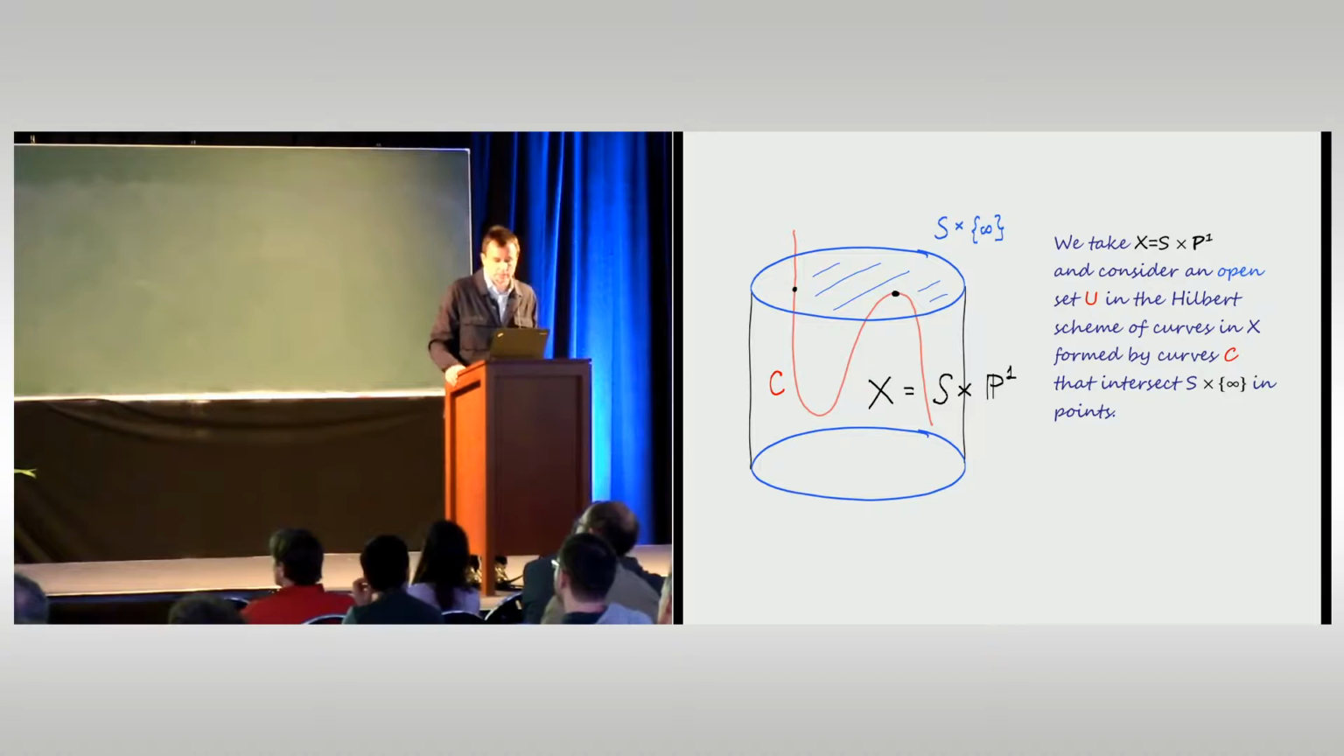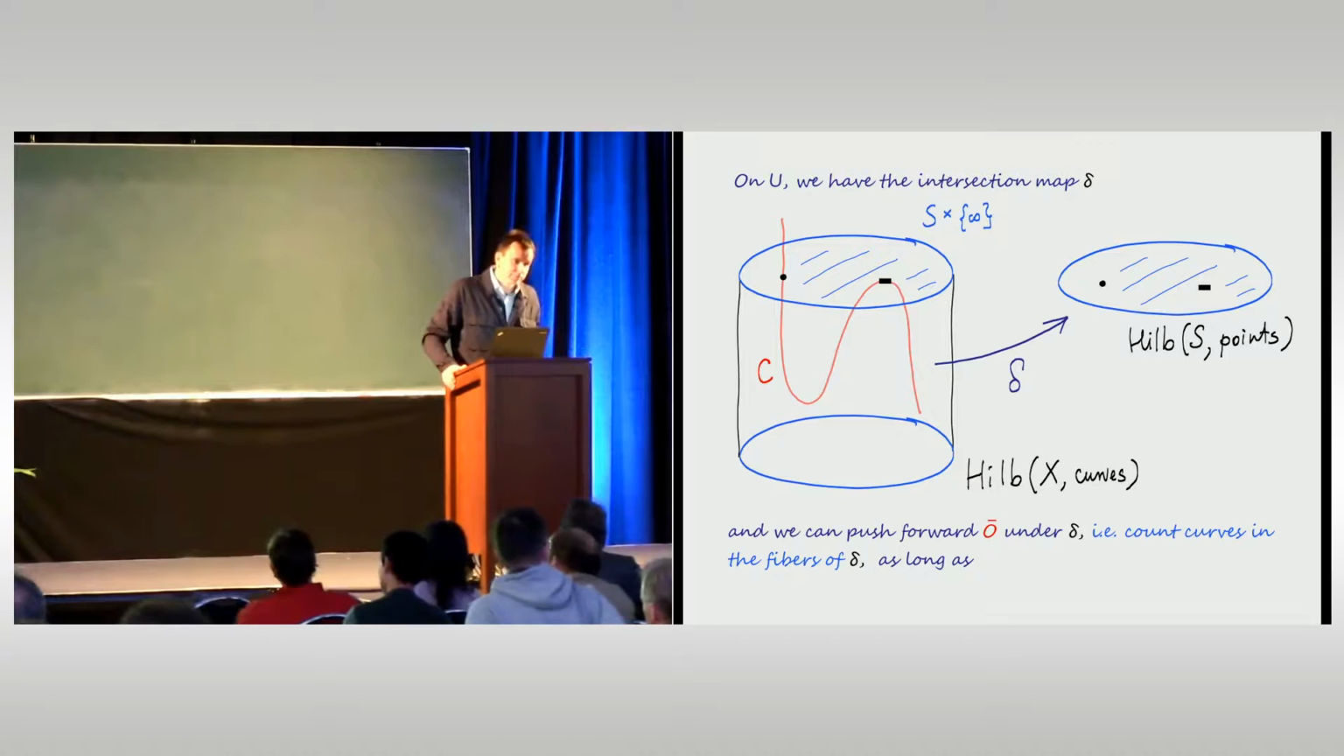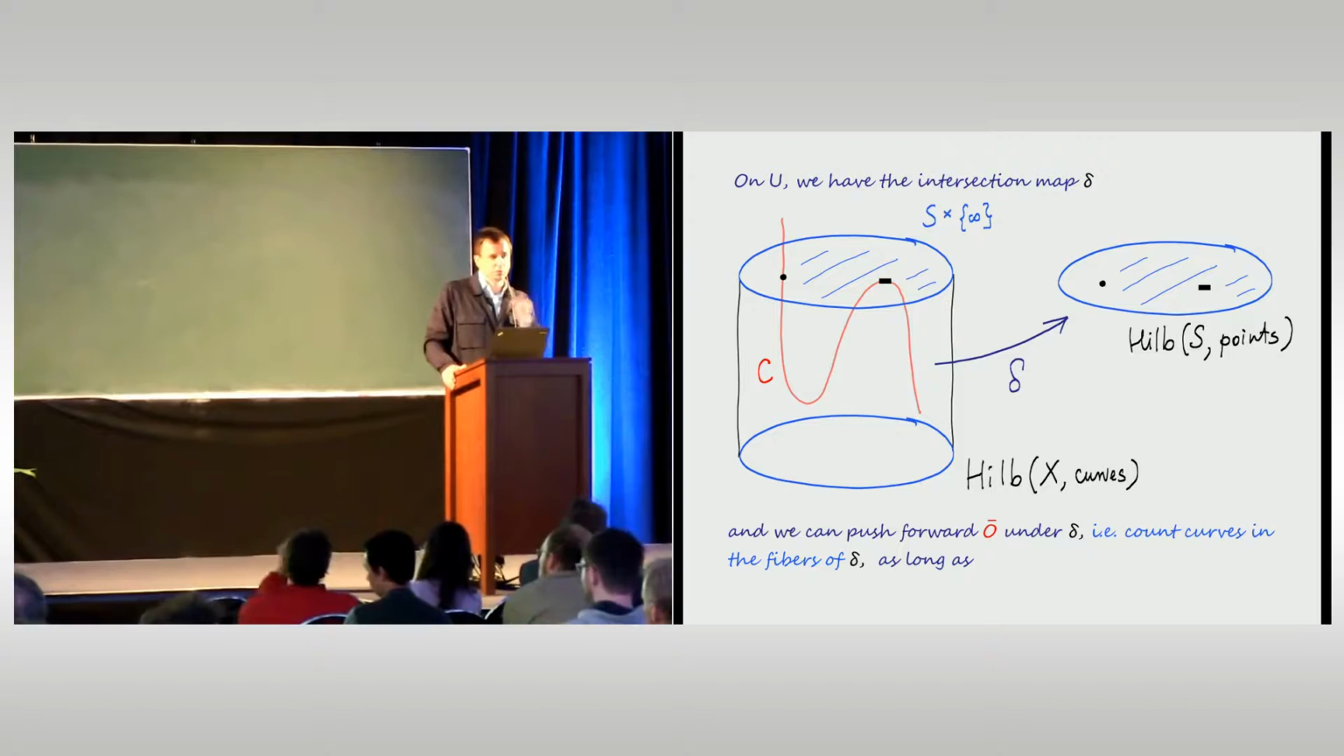And so what can we do with this setup? There's obviously a map. If I have a curve, then I can associate to it its intersection with the divisor. The curve is defined by some equations, and I can impose one more equation, namely the equation of the divisor. Instead of a curve in the threefold, I get a bunch of points, a zero-dimensional subscheme in my surface. Does that make sense to everybody?